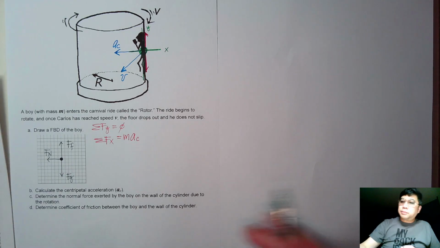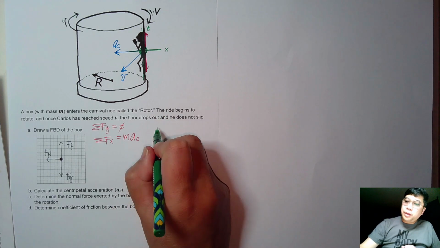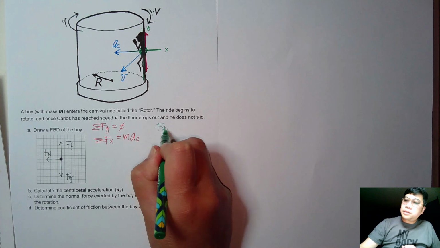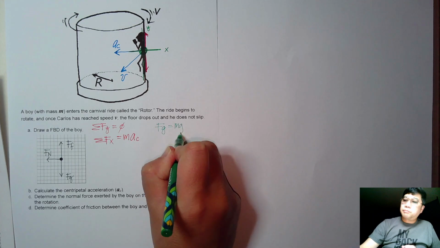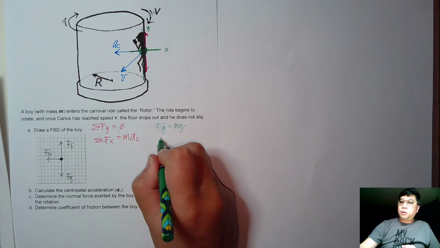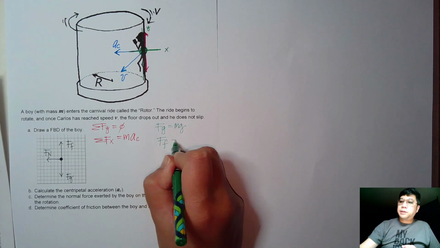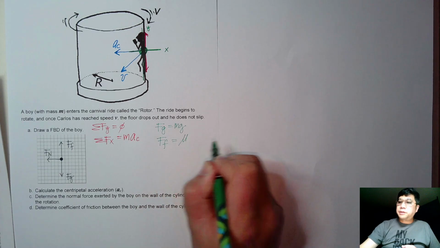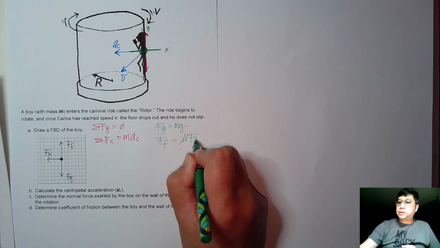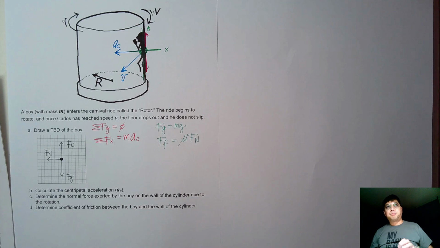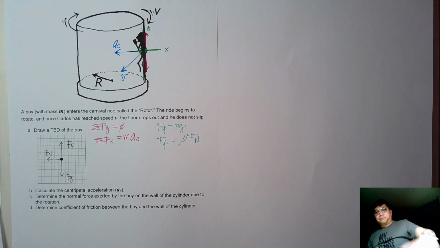In the past, we all know that the force of gravity is equivalent to mass times g. The force of friction is simply the coefficient of friction multiplied by the normal force.